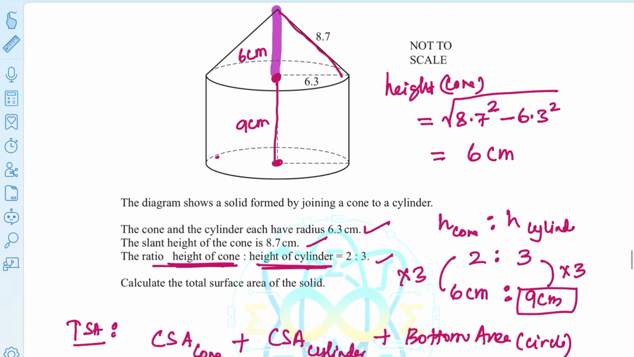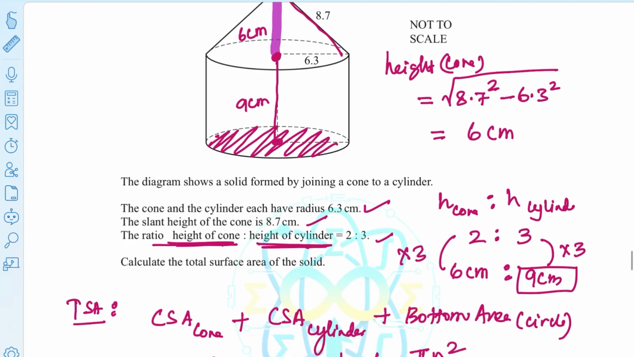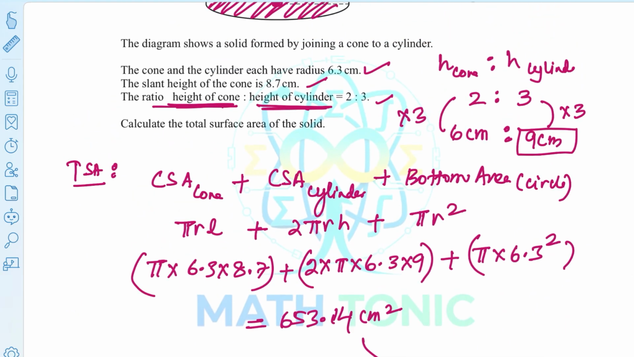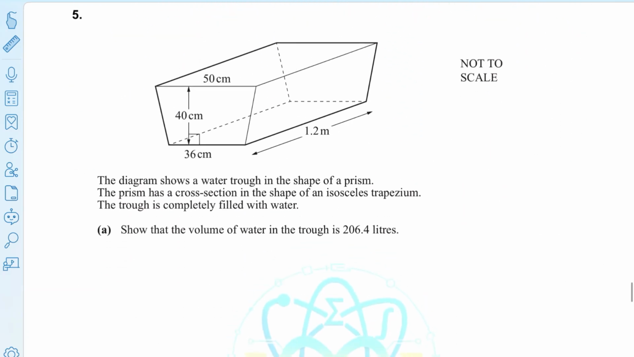This is the answer for this question. So the only trickiest part is normally students forget to find out the area of the bottom circle. So yes, that is the only trickiest part. Otherwise this question is easy. Clear? Okay. Next question, the last question.